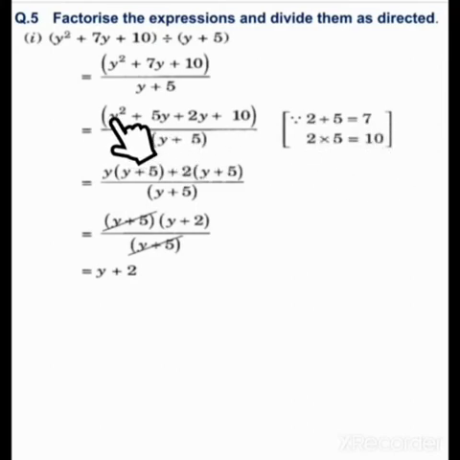So you have to take y square plus 5y plus 2y plus 10. In these 2 terms y is common, and in these 2 terms 2 is common. So your first factor is y plus 5 and second factor is y plus 2. And in denominator y plus 5 is given. So y plus 5 is cut. Remaining answer is y plus 2.